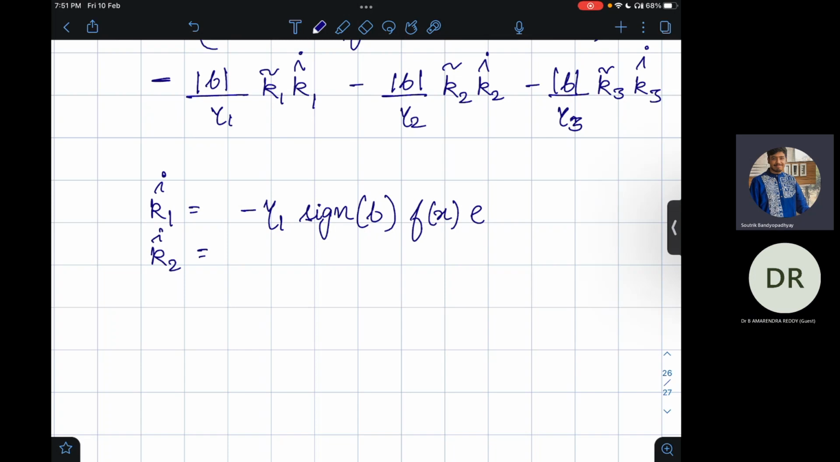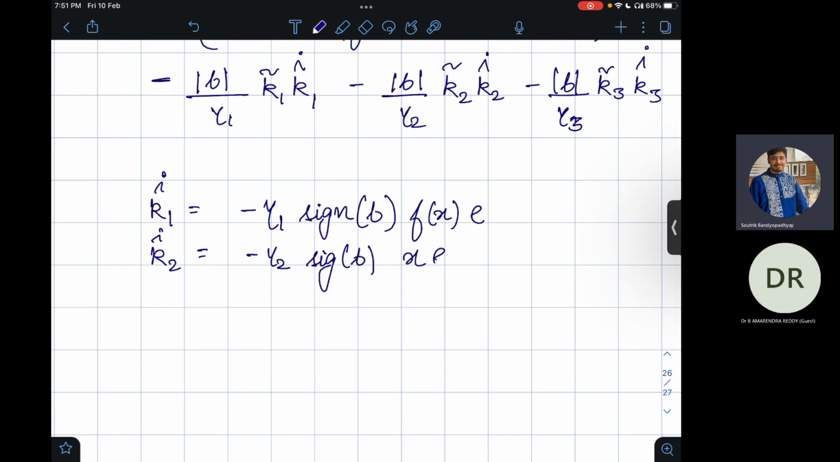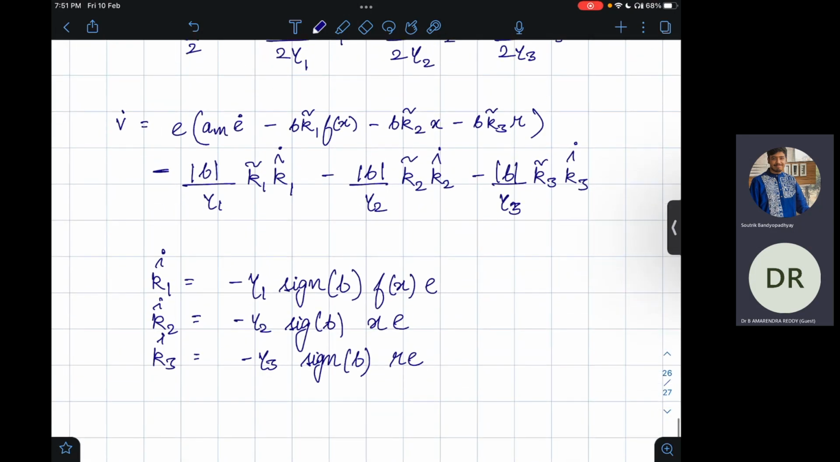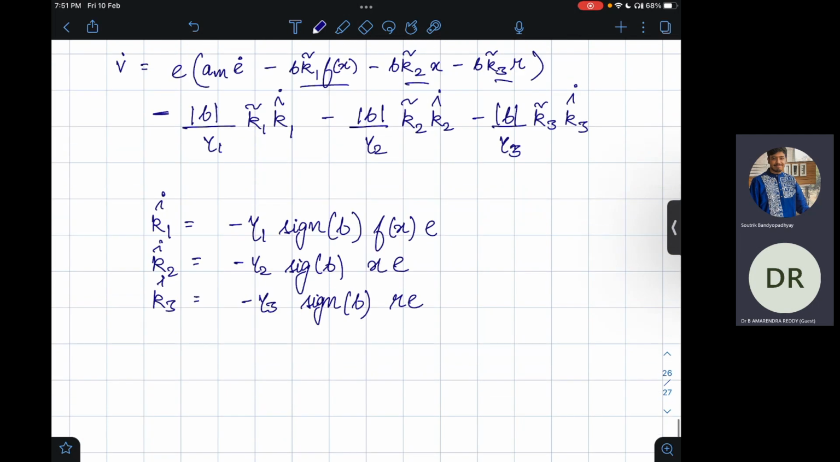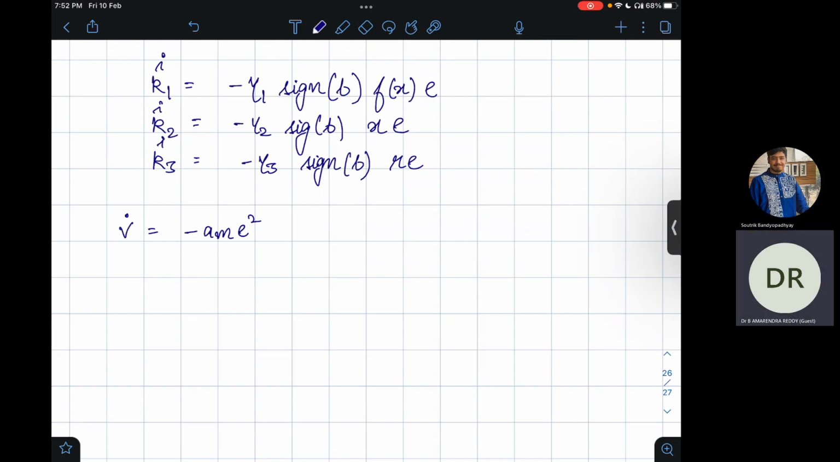Exactly. So this way we choose sine of b into x into e, and similarly k3 hat dot I can do minus gamma 3 sine b into r into e. We can cancel these three terms out easily. So this becomes V dot is simply minus am e squared.